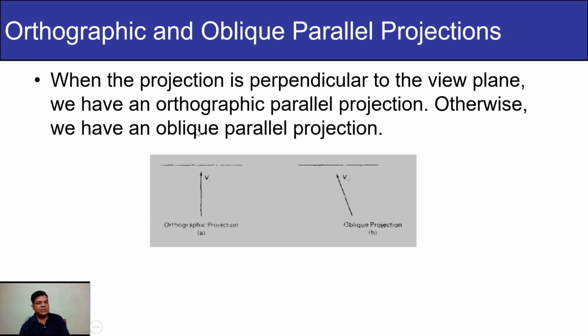Now parallel projections are of two types. First is orthographic projection and second is oblique projection. When the projection lines are perpendicular to the view plane, it is called orthographic projection. When the projection lines are not perpendicular to the view plane, it is called oblique parallel projection. When the projection is perpendicular to the view plane, we have an orthographic parallel projection. Otherwise, we have an oblique parallel projection.